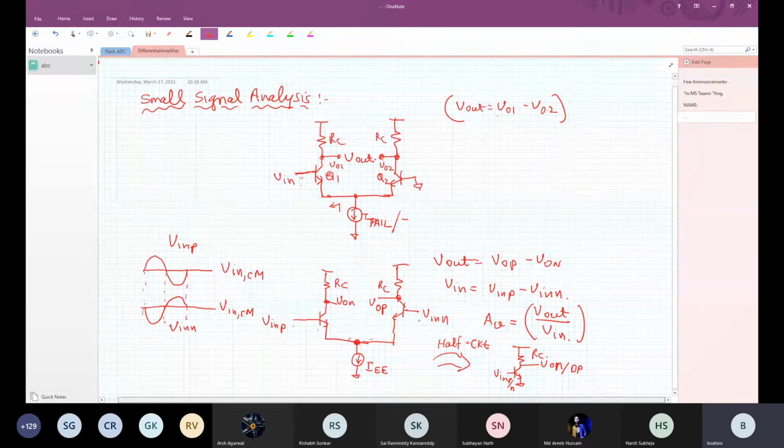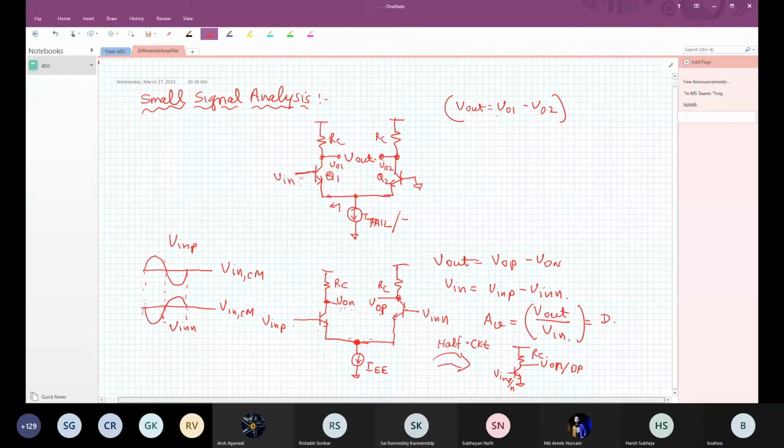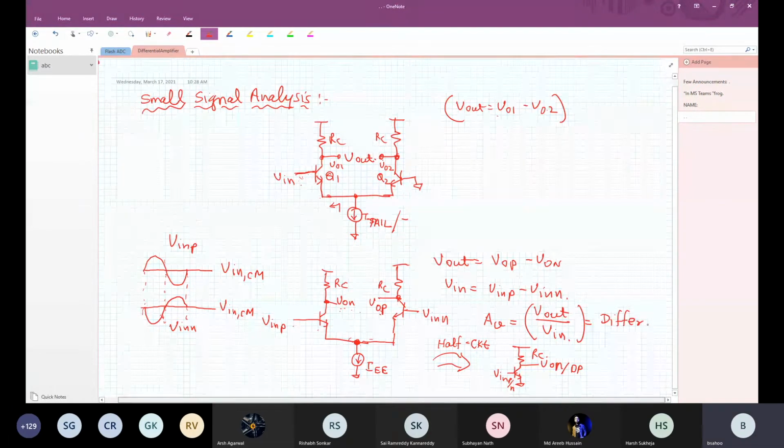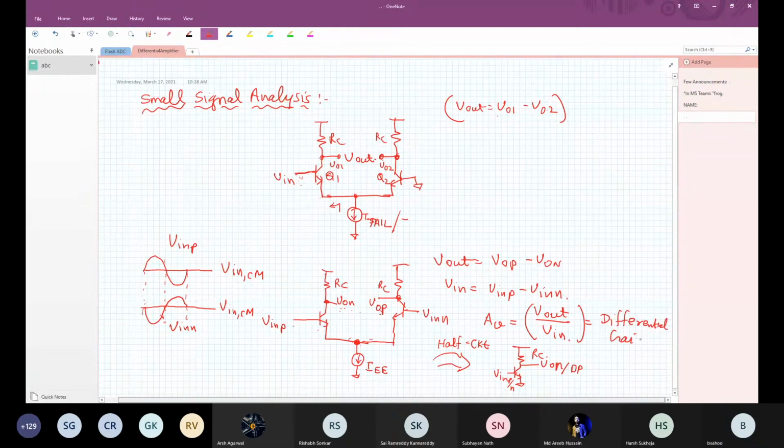So what we said here is that the input is going to swing. Now the input can have two different swings. One is the differential swing. When there is a differential swing and I monitor the differential output, we call that the differential gain. Differential output divided by the differential input.